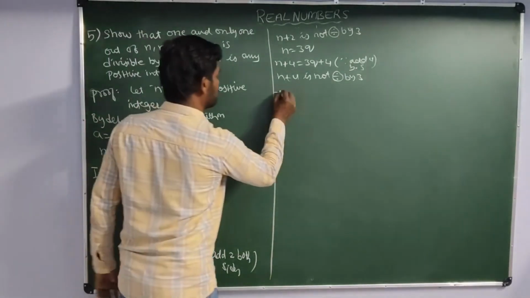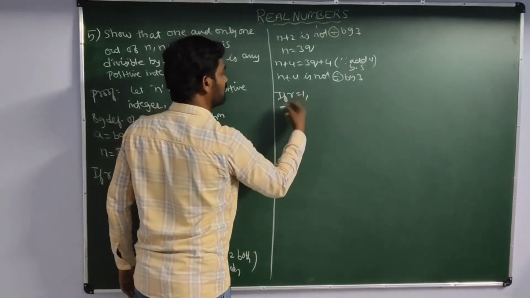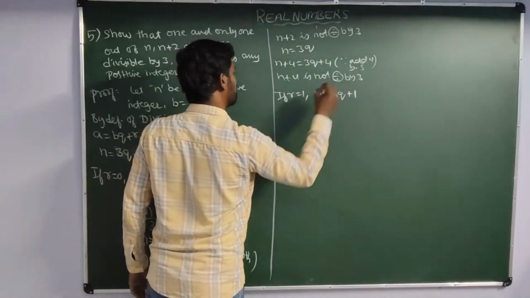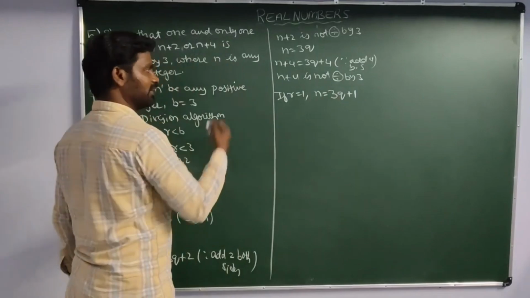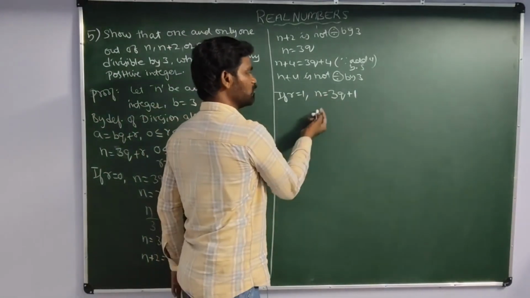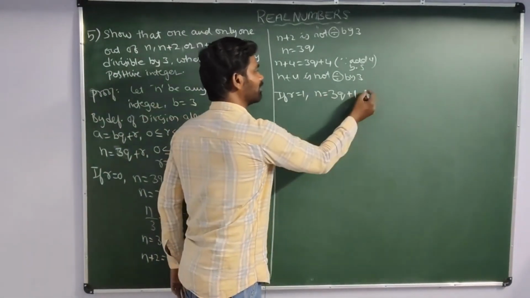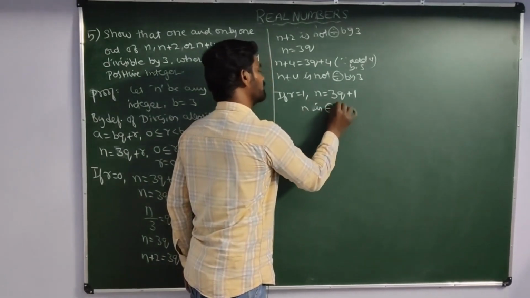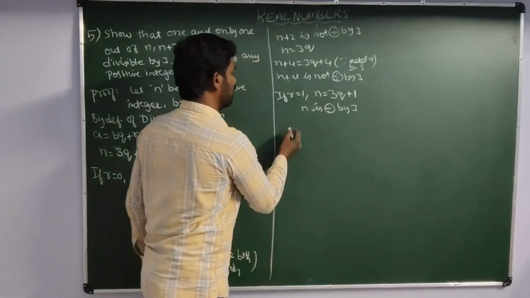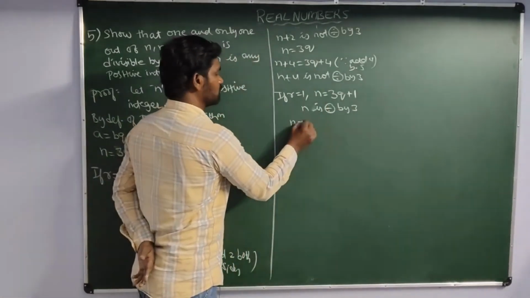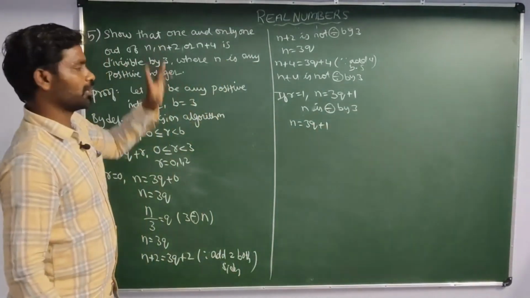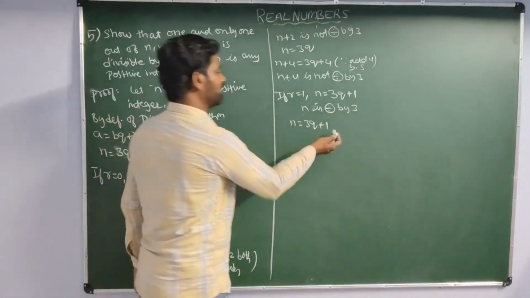Now we have to check for the condition. If r is equal to 1, then what is our equation? N is equal to 3q plus 1. Is n divisible by 3? Here, n is not divisible by 3. Next, n is equal to 3q plus 1. This is the equation. What we have to check is whether n plus 2 is divisible by 3 or not.